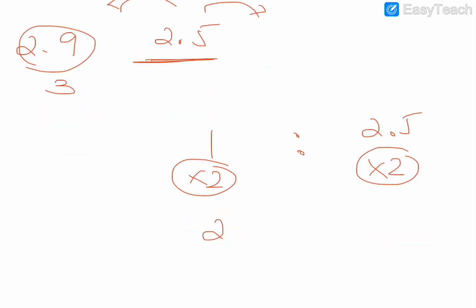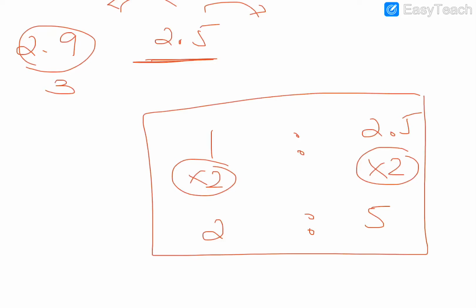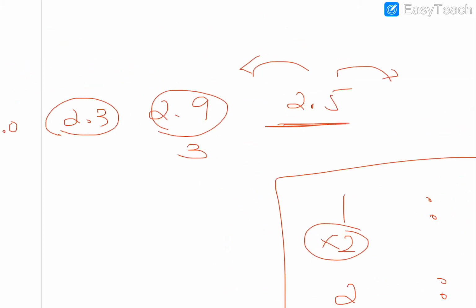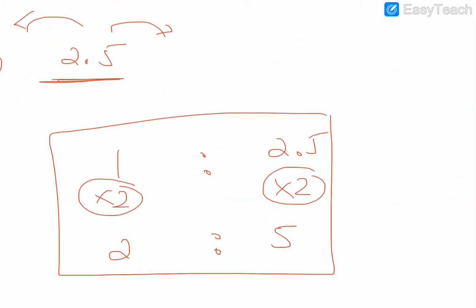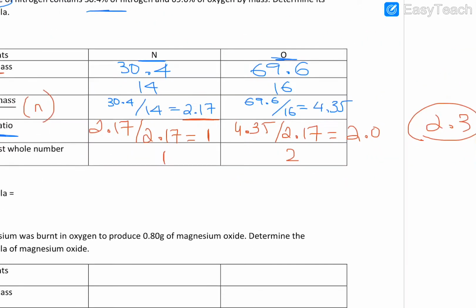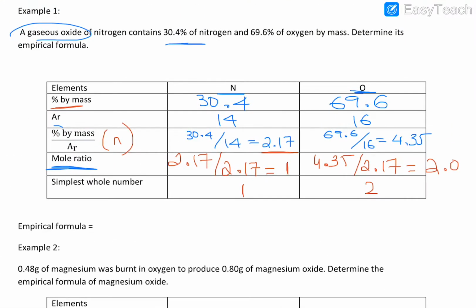So then I would get 2:5. Okay, so this is a special scenario where you don't get a whole number, but you will either get something that can be rounded up, rounded down, or that can be multiplied by 2. Okay, and this is the simplest whole number ratio. Therefore, the empirical formula will be NO2. Okay?